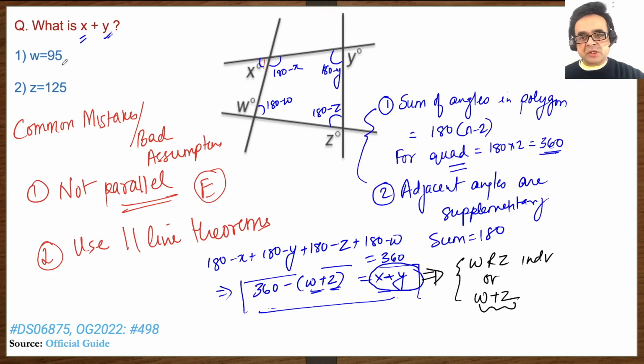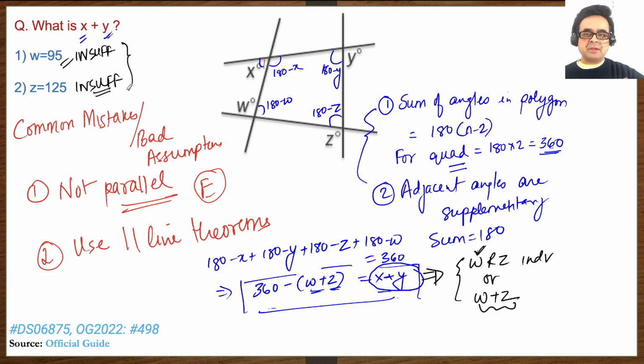Statement 1 gives us only w, not z. So we are in the scenario where we get one of them but not both. We definitely don't know the sum, so this is not going to be sufficient. In the second one, we are given again one of the quantities, not both of them, and not the sum, so this is also going to be insufficient.